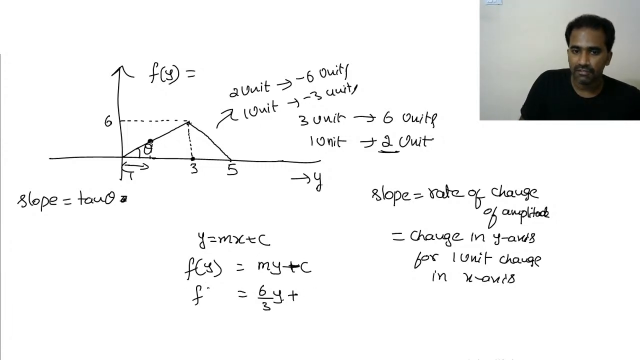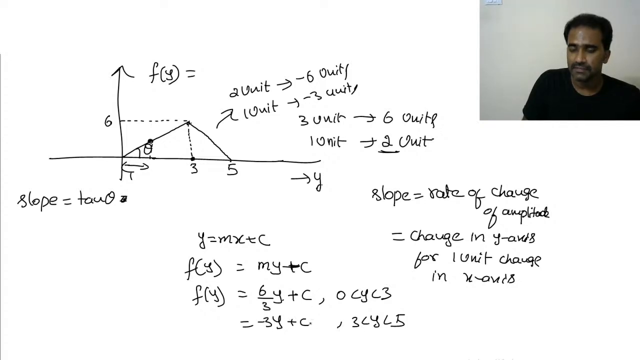So the equation is f of y is equal to, use that basic form here. And what is this equation? 6 by 3 is the slope in the region from 0 to 3, 0 less than y less than 3. Similarly, for 3 to 5, 3 less than y less than 5, what is the equation? Slope is minus 3. In place of m, minus 3 into y plus c.